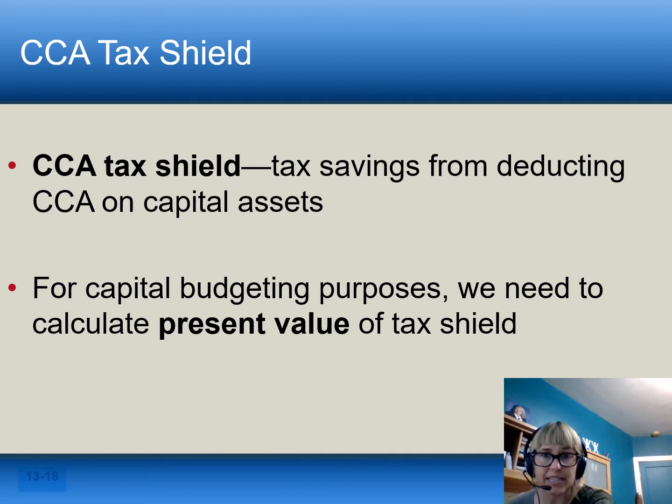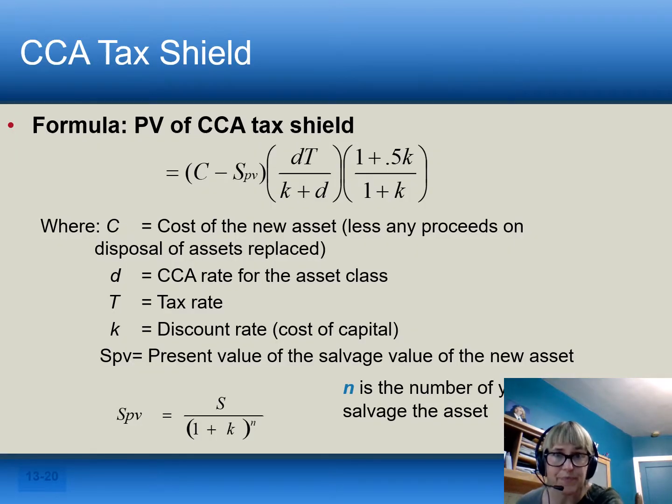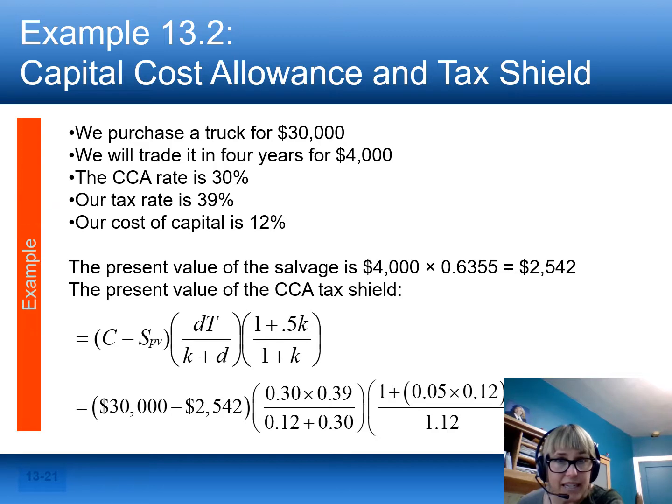The CCA tax shield is the tax savings, as I said, from deducting the CCA. And for capital budgeting purposes, it is a cash flow. So we need to calculate the present value of the tax shield. This is the same example as we saw in the other screen. And here's the formula, if you prefer that version of calculating what's going on with a capital budgeting project. And this is the same kind of information on the CCA tax shield.